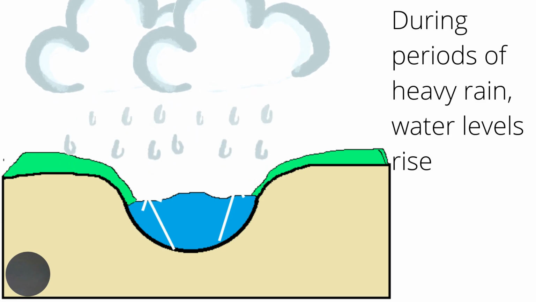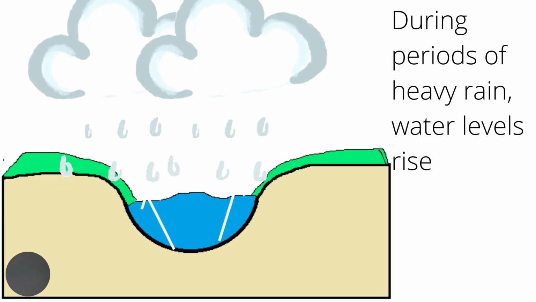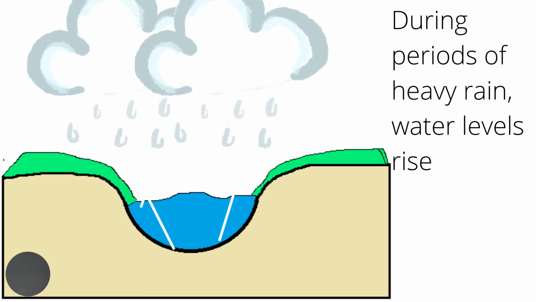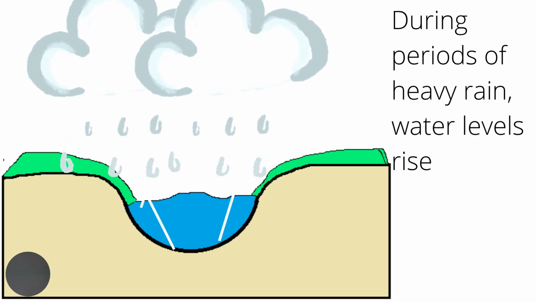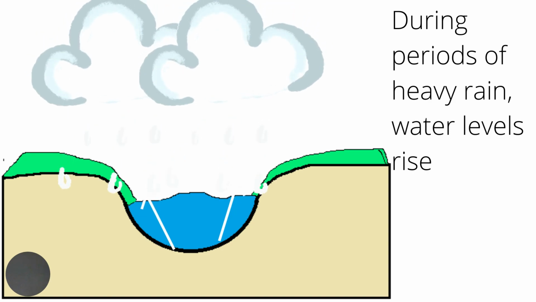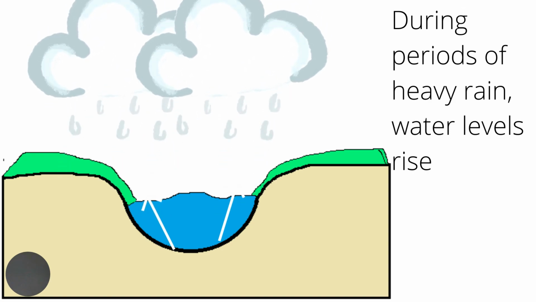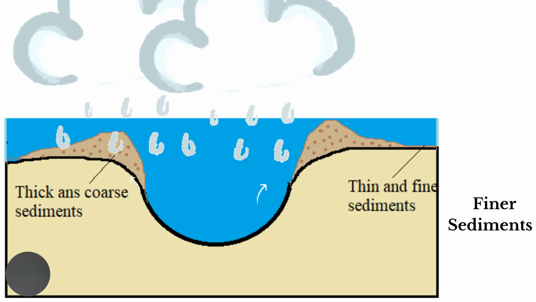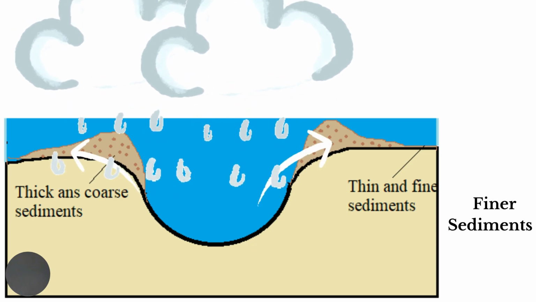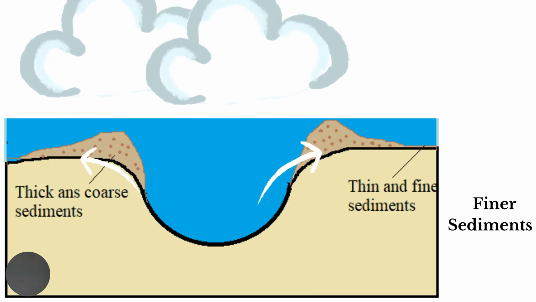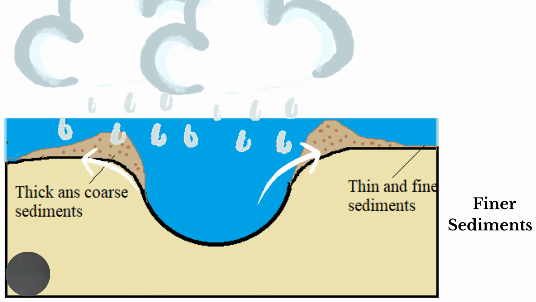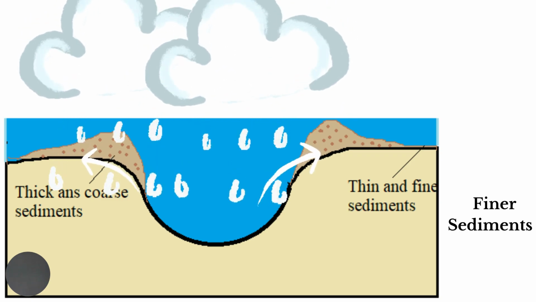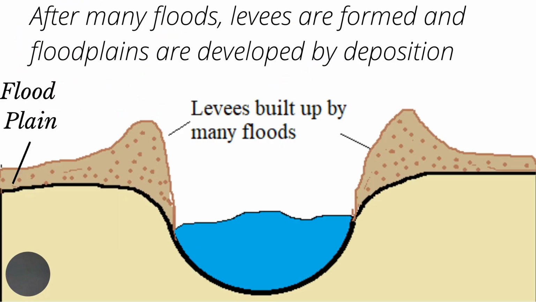Now, during periods of heavy rain, the volume of water in the channel will increase, and so the water will rise, taking sediments with it outside of the channel. The largest materials will be deposited closest to the river channel, while the finer materials will be carried further away from the river channel.